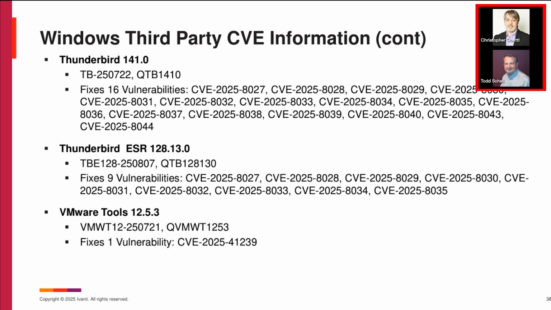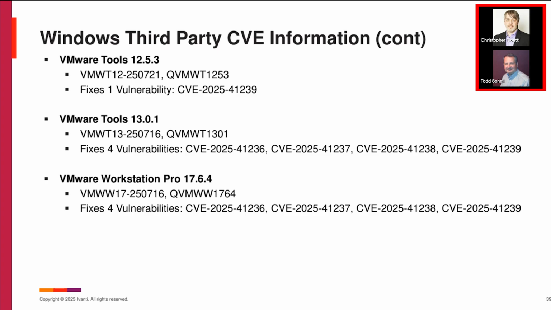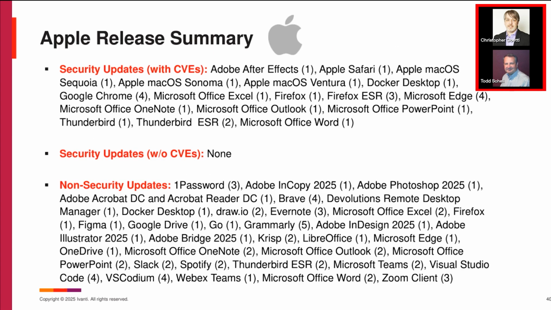Finally, a third party is for Thunderbird. We saw the version 141 updated with 16 vulnerabilities. The ESR version 128, obviously similar to the other version, which was 9 vulnerabilities addressed this month. And then we have VMware Tools. And finally, we have VMware Workstation Pro was also updated this month with 4 vulnerabilities addressed.